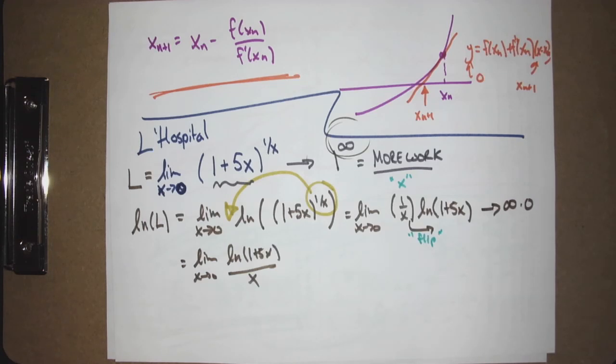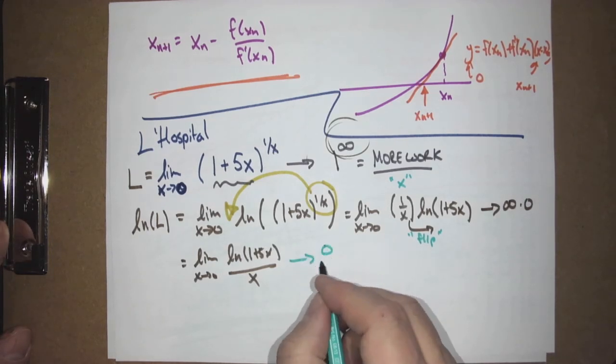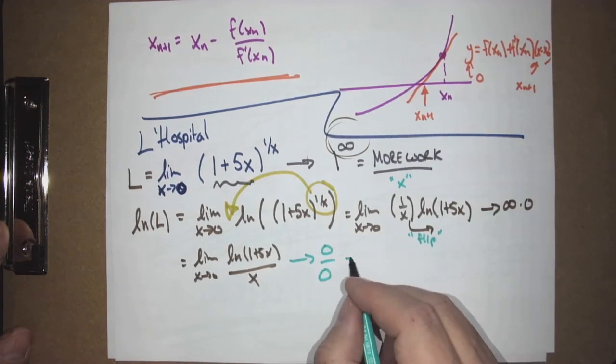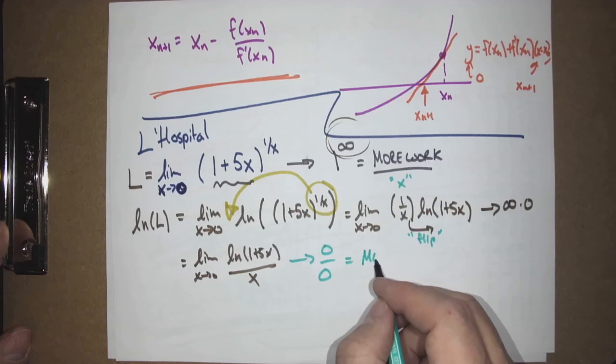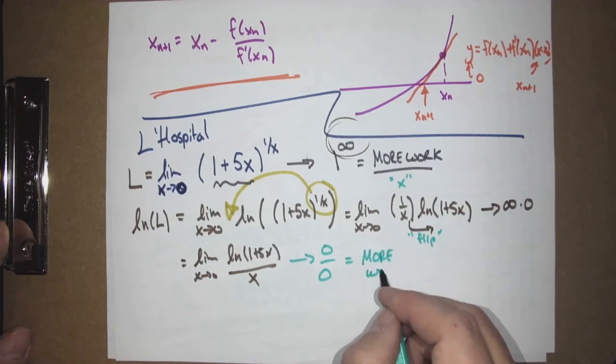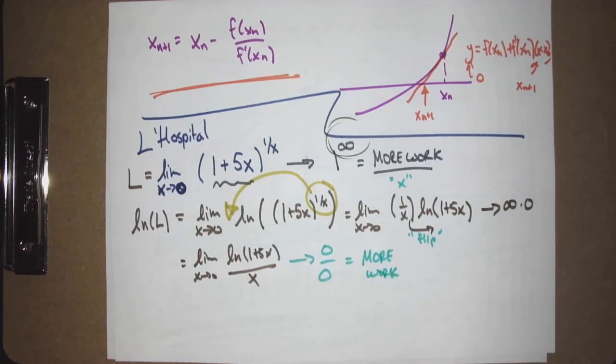So we plug in 0. Log of 1 gives us 0. And 0 gives us 0. 0 over 0, which equals? More work. Yes, as someone said, more work, but it's the nice kind of more work. It is our L'Hopital. Ah, L'Hopital, mon ami.